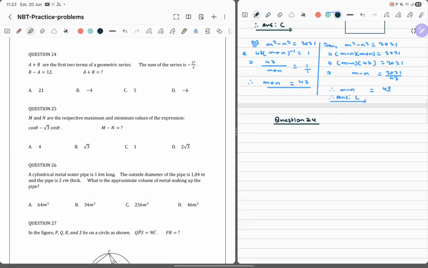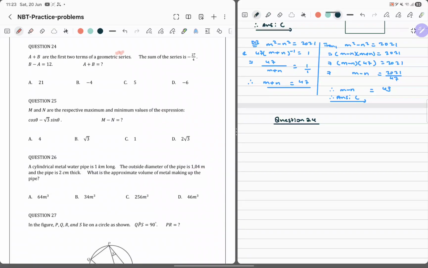So question 24 says, A plus B are the first 2 terms of a geometric series. Now the sum of the series is this one. But remember, we are not told how many terms are here. So once we talk about a geometric sum, remember, if this is divergent, it can be as many terms as God wishes, and it never stops. But if we have a specific sum, this means this cannot be a divergent series.